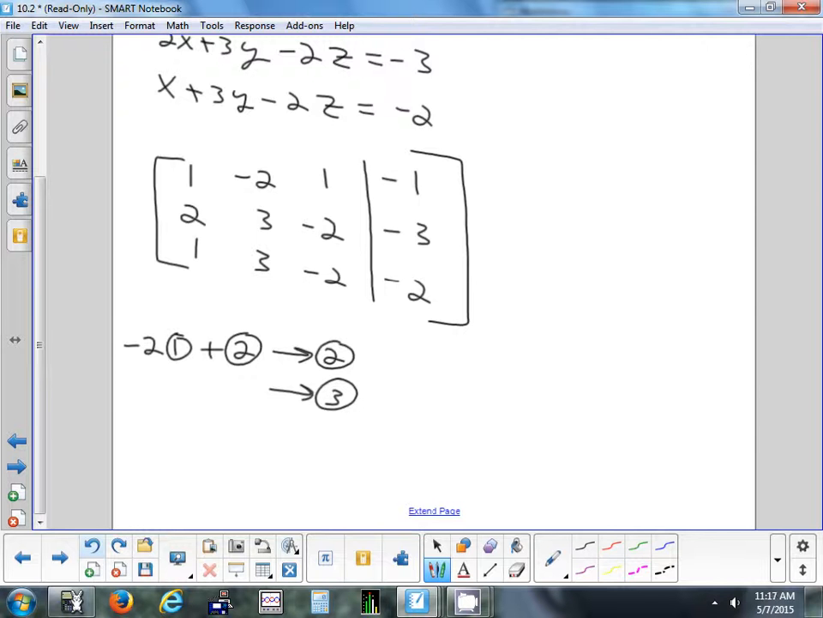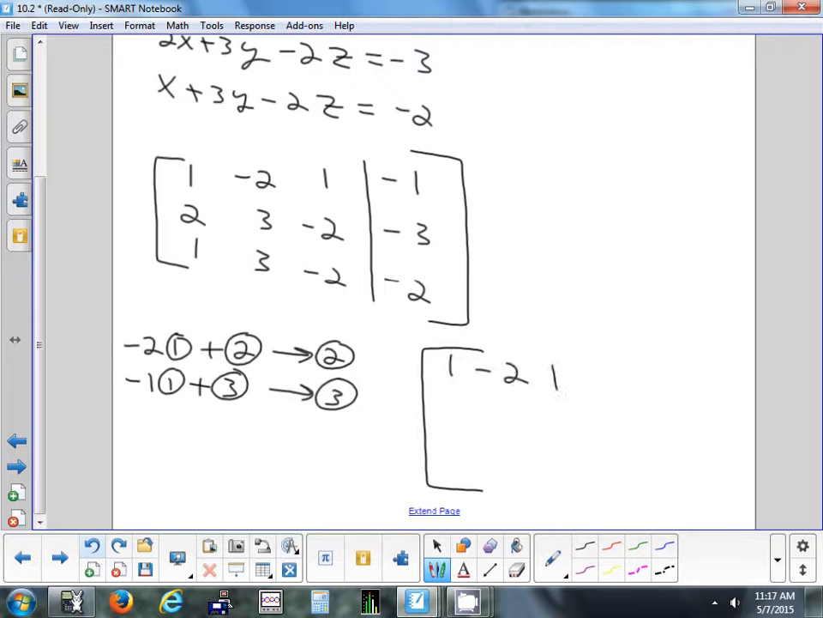Take -1 times the first equation, add it to the third equation, and we're going to put the answer, and that's going to be my new third row. Okay, so we're going to do all of that in one step. Notice we're not replacing row 1. We're only going to replace row 2 and row 3. Copy down row 1. Row 1 will never change.